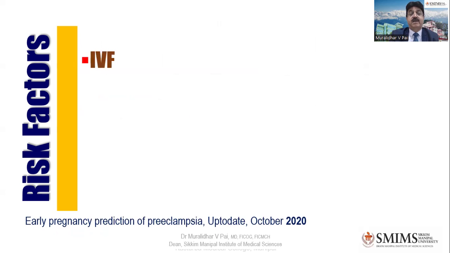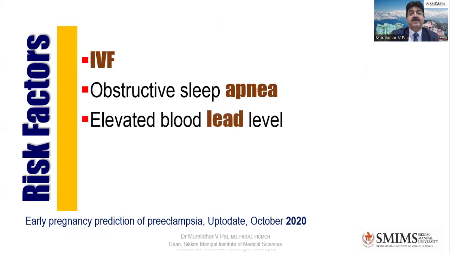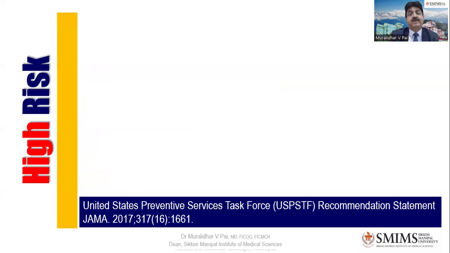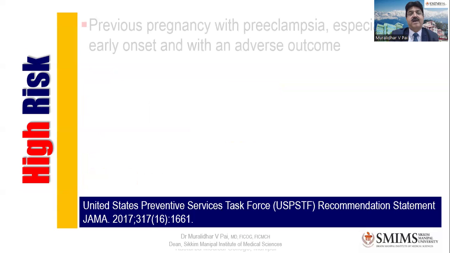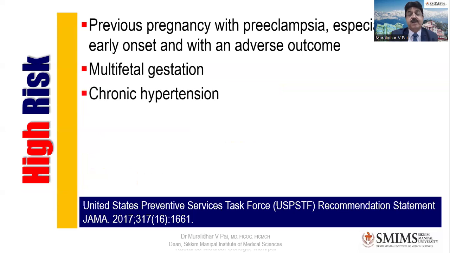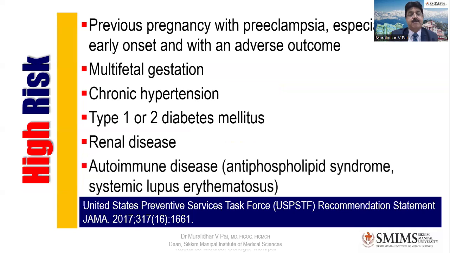have problems. The modern risk factors are IVF, obstructive sleep apnea, elevated blood lead levels. This is environmental hazard, post-traumatic stress disorders, and black race. So among them, if you want to filter, very high risk ones are the lady having previous pregnancy with preeclampsia, up to 25%, I told you already, especially early onset preeclampsia, it will always have adverse outcomes. Multifetal gestation in the current pregnancy, chronic hypertension, type 1 or 2 diabetes, renal disease, and autoimmune disease like APLA and systemic lupus. This is a very important slide.